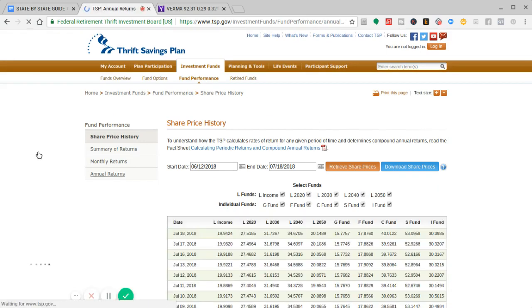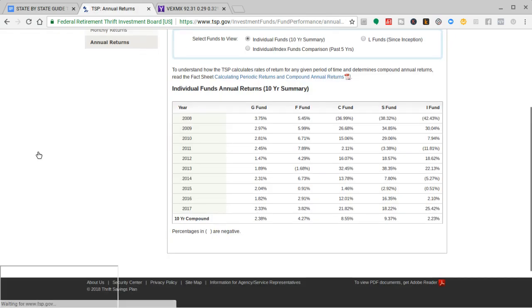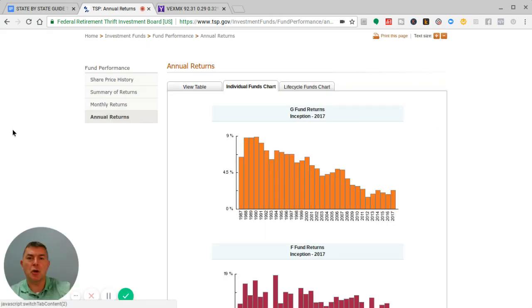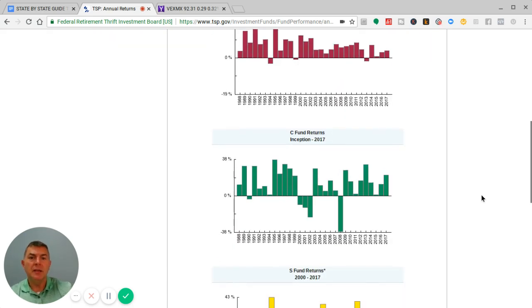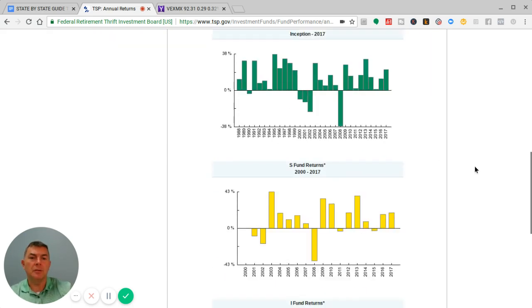There we go. Annual returns. This is what we want to see. Let's do this investment funds chart. That's the G fund. You can see a steadily downward yield. That's the F fund, similar, not quite as drastic, but similar, going down steadily in terms of the yields that you're getting. That's the C fund, choppy, and here comes the S fund, choppier. I mean, look at that.